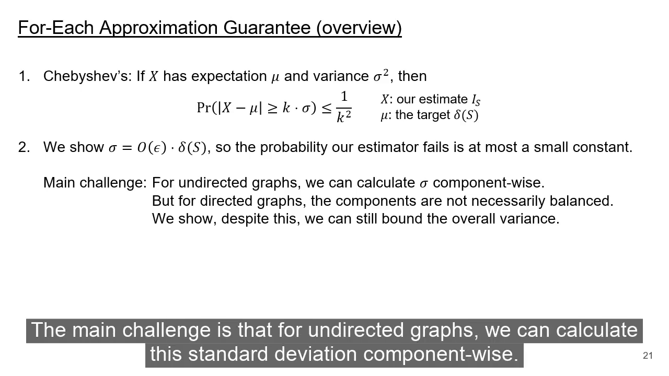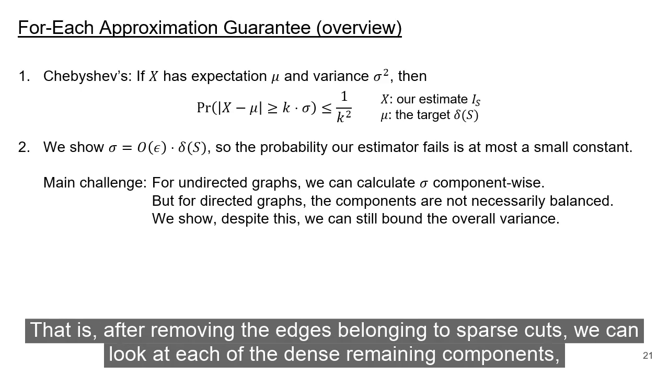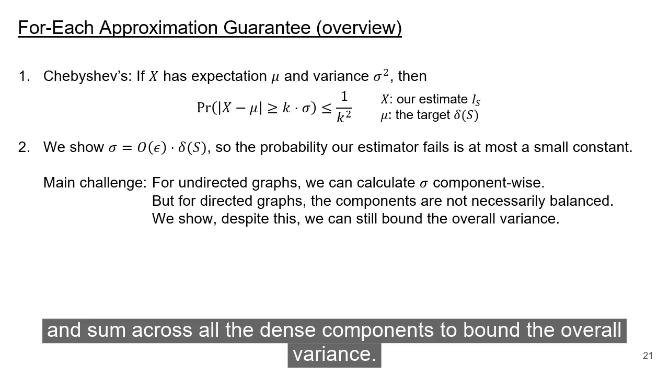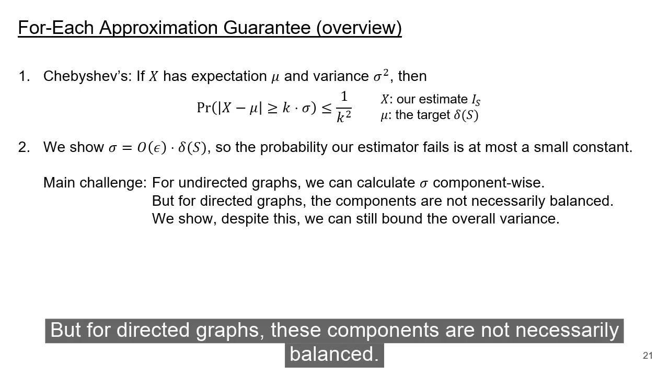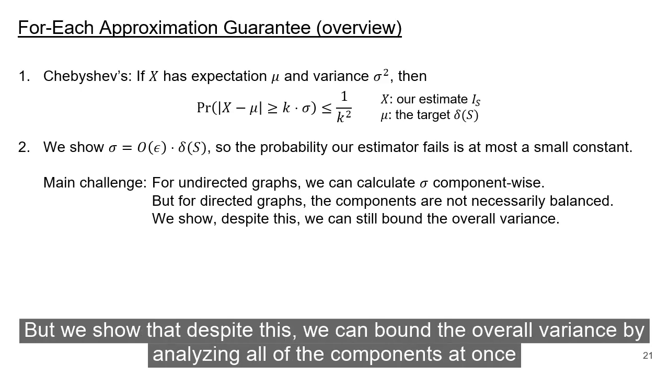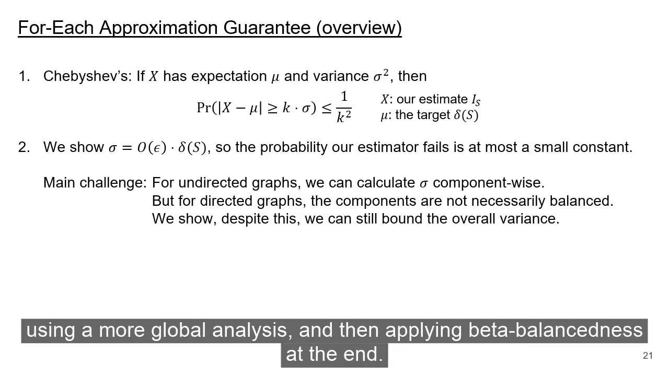The main challenge is that for undirected graphs, we can calculate this standard deviation component-wise. That is, after removing the edges belonging to sparse cuts, we can look at each of the dense remaining components, calculate the standard deviation within the component, and sum across all the dense components to bound the overall variance. But for directed graphs, these components are not necessarily balanced, so we wouldn't be able to apply a local analysis of the standard deviation within each dense component. But we show that despite this, we can bound the overall variance by analyzing all of the components at once using a more global analysis, and then applying beta balancedness at the end.